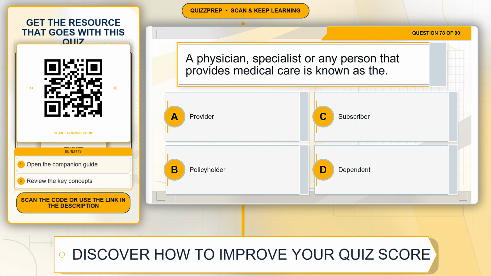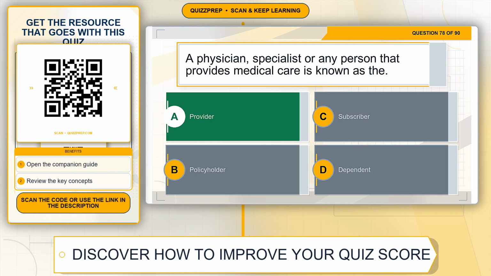Question 78. A physician, specialist, or any person that provides medical care is known as the: Option A, provider. Option B, policyholder. Option C, subscriber. Option D, dependent. The correct answer is option A, provider. Explanation.